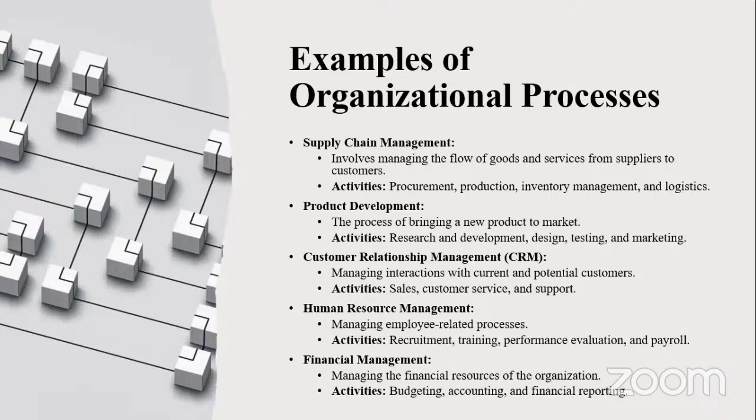Some examples of organizational processes are the supply chain processes like procurement, production, inventory management, and logistics. Product development like research and development, design, testing, and marketing, and several others. Customer service management, you have sales. Examples of activities there: sales, marketing, customer service, and support. They have the human resource, like recruitment, training, performance evaluation, and payroll. Financial management, you have budgeting, banking, and financial reporting.